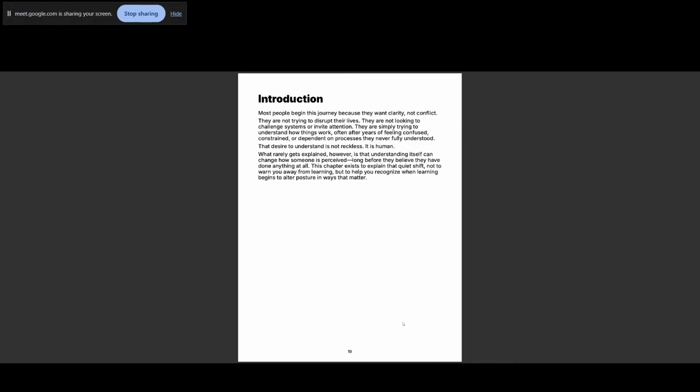That desire to understand is not reckless. It's human. What rarely gets explained, however, is that understanding itself can change how someone is perceived, long before they believe they've done anything at all. This chapter exists to explain that quiet shift, not to warn you away from learning, but to help you recognize when learning begins to alter posture in ways that matter.